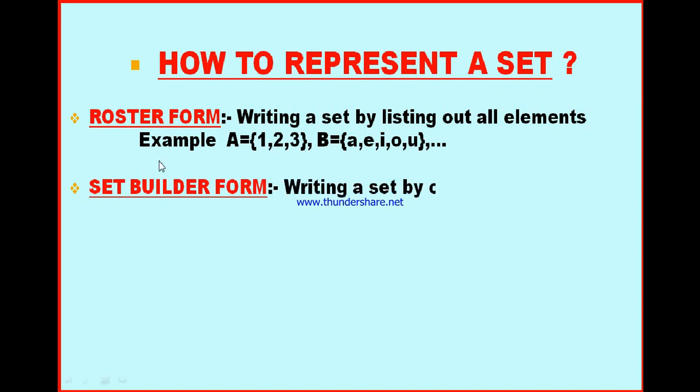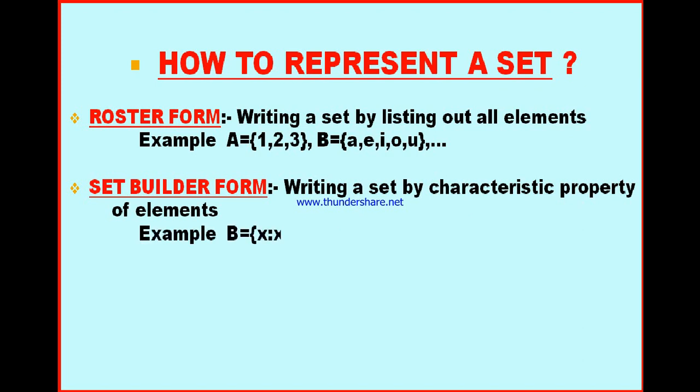And the second method is set builder form. Set builder form means writing a set by the characteristic property of the elements. If we write any set not by listing the elements but by writing the characteristic property of the elements, it is called set builder form. It is also called rule form.